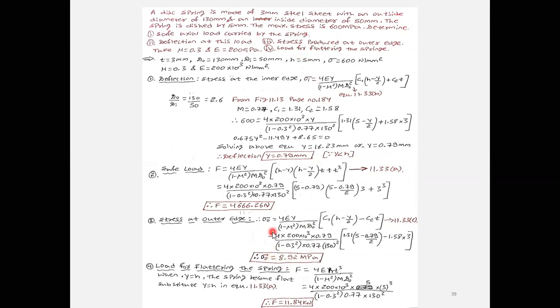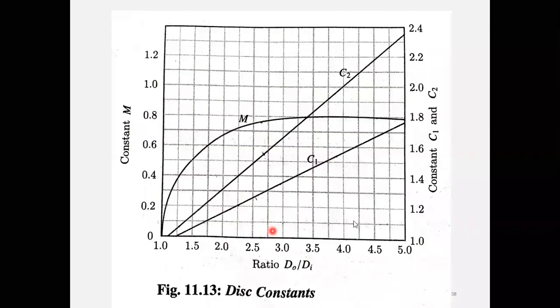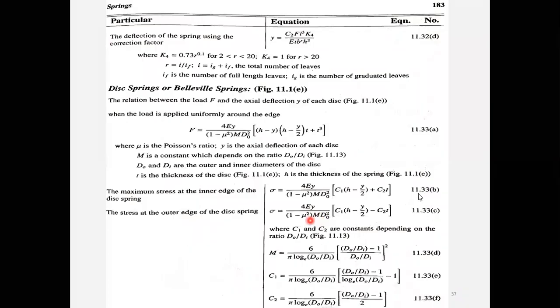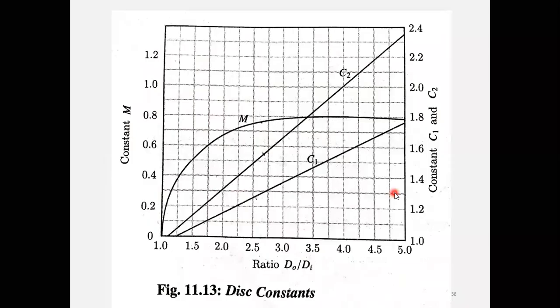If they ask you to calculate the stress at the inner edge, you have to use this equation 11.33b. Only the difference is plus here and minus there, for the inner edge of the disc spring. Use the above equation 11.33b to calculate the stress at the inner edge. In this case, he has asked only for the outer edge. Already it is calculated, it is 8.92 megapascal.